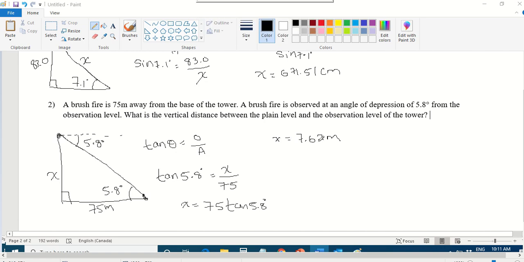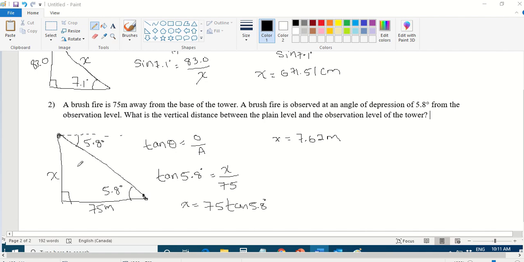Now if you notice, 7.68 is a very small number compared to this 75 meters. The diagram is not proportionate. 5.8 degrees is a very tiny angle, so this length will be a long length. That's why 75 meters versus the height should be very small.